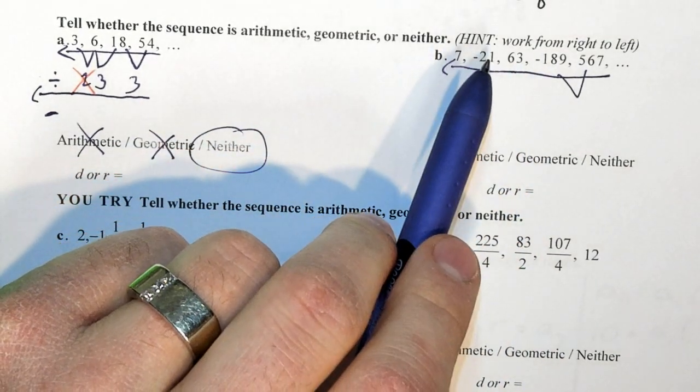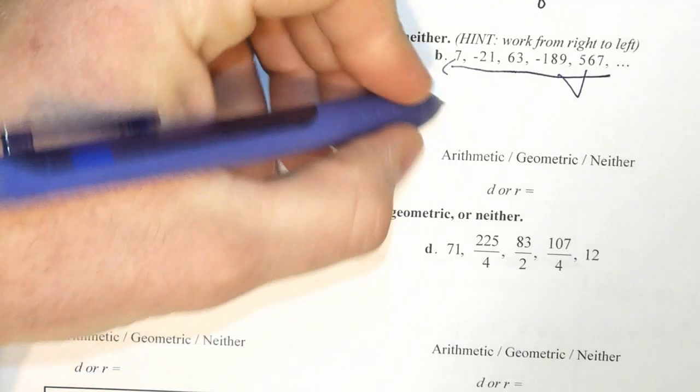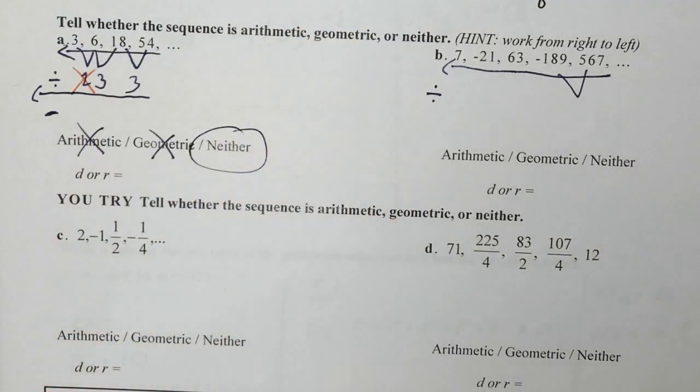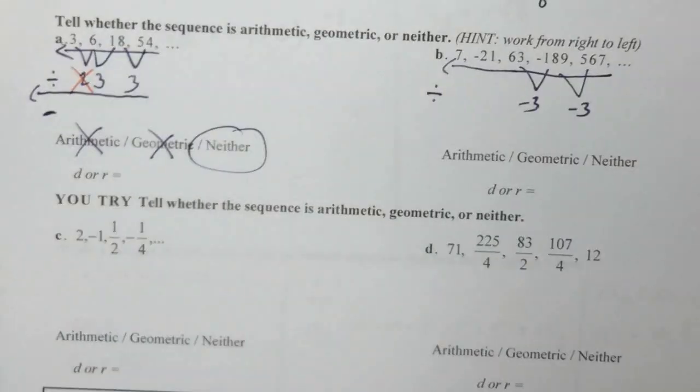We have a positive and then a negative and then a positive and a negative and another positive. This is a real telltale sign that division will be your best option, which means it is most likely geometric. This time when you do your division, you do get the same number every time, and that number is 3.